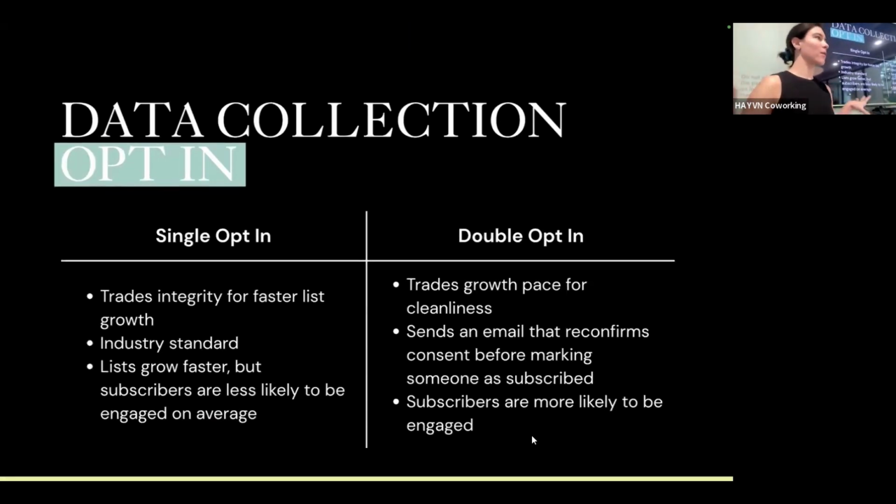When we're talking about getting past that initial stage of the person giving their information, there's a couple of different opt-in options that you can give them, and each has its own benefits and downfalls. So there's single opt-in and there's double opt-in. Single opt-in tends to be the industry standard, but it does trade integrity for faster list growth.